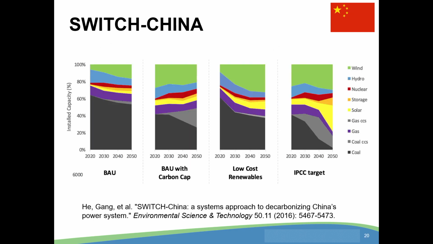And now you can see those results, where each of these panels shows one of those scenarios and what the installed capacity is. And so you'll notice in the far left, you have the business as usual, which is predominantly coal, which is in that dark gray. However, in the other scenarios, you can see how the share of coal decreases and is replaced by other technologies.